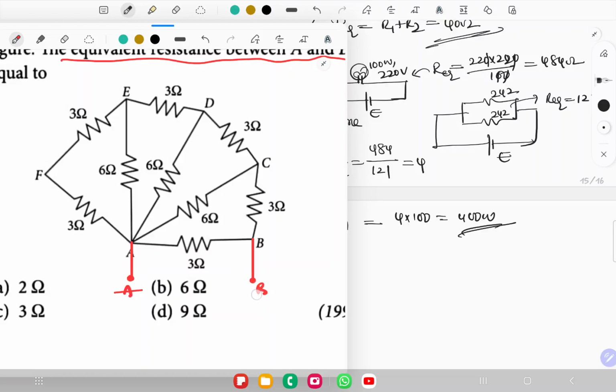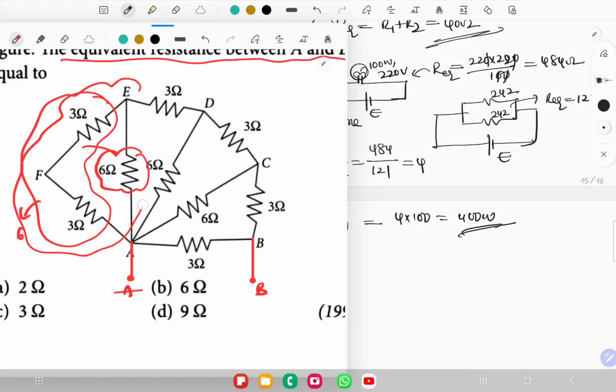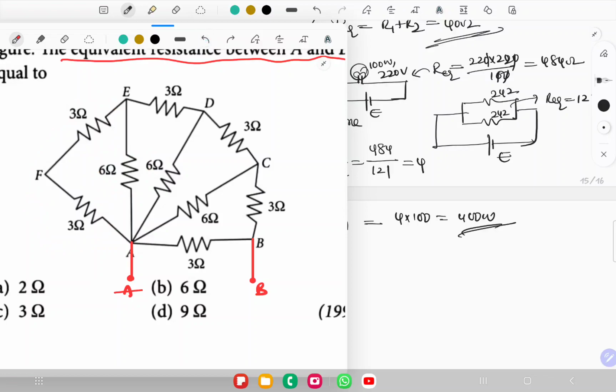A and B. So now observe, these 2 resistors are connected in series. This combination is in parallel with 6 ohm. So this resultant is a 6 and 6 connected in parallel. We are going to get 3 again. So this complete combination looks as if it is connected in, observe carefully, these 2 resistors connected in series. Resultant is going to be 6 ohm. This 6 ohm and this 6 ohm connected in parallel. Resultant is going to be 3.